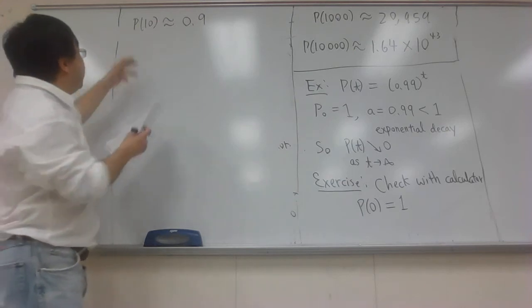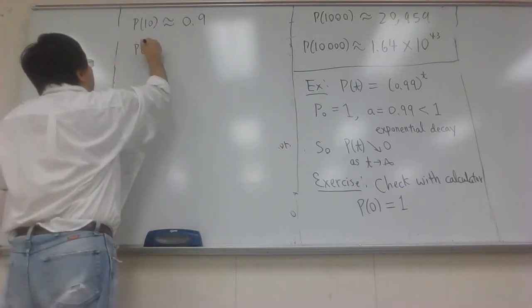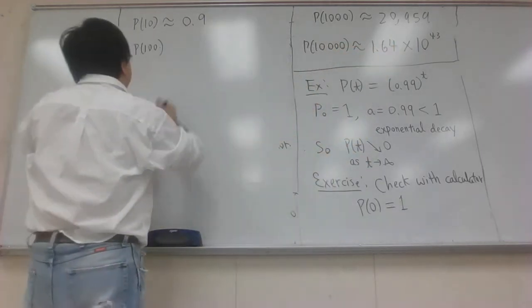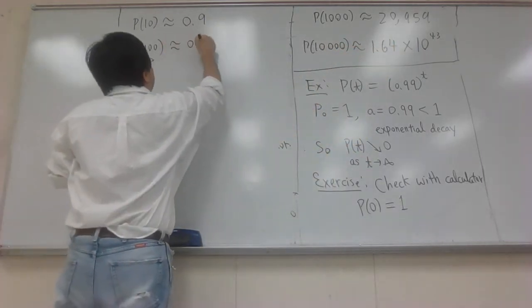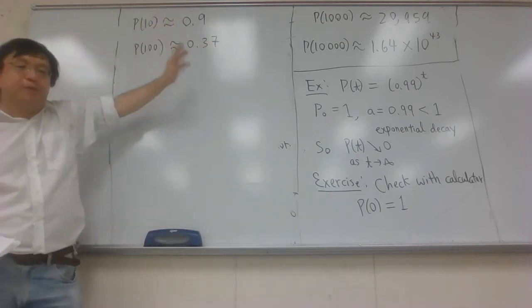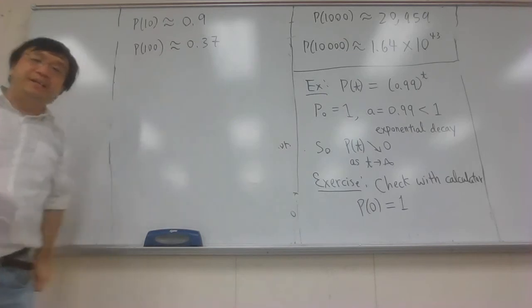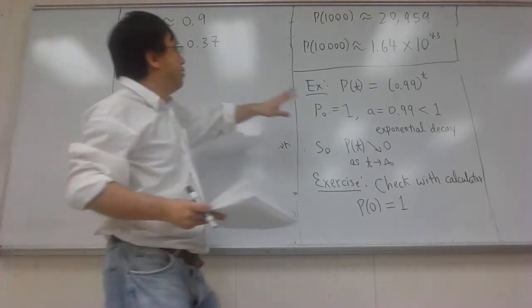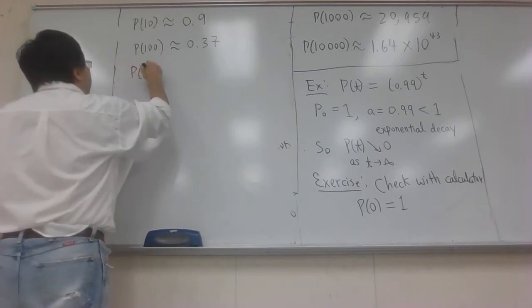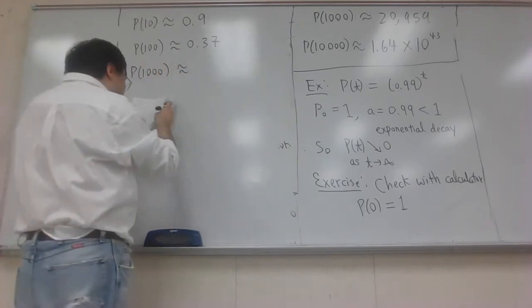But if you plug t equals 100 in here, you can check that this is going to be approximately 0.37. So that's much smaller than 0.9. It isn't super close to 0 yet, but it's closer to 0 than 0.9. And if you plug t equals 1,000, now it's very close to 0.